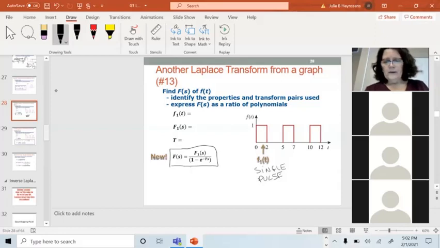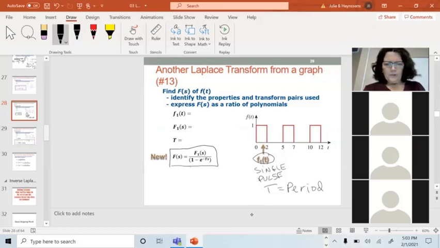T is the period of the signal, the period that it repeats on. Okay, so the first thing we have to do, looking at this, I need to find the Laplace transform of the single pulse, and I need the period, and then I can get that.